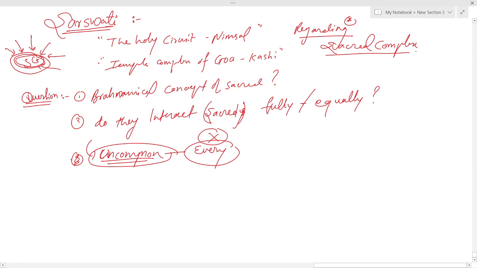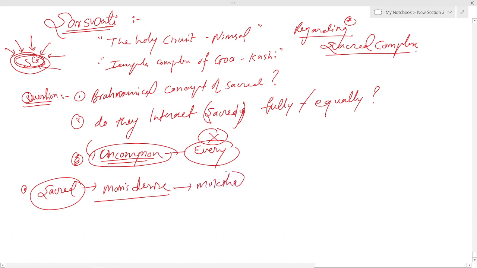Now, his works on sacred complexes. He is of the view that the concept of sacred is essentially based on man's desire to communicate with the spiritual world in order to attain moksha. So Saraswati says that the concept of sacredness is a result of man's desire to attain moksha, which is the final goal of anybody. So this is the moksha that we are talking about here.